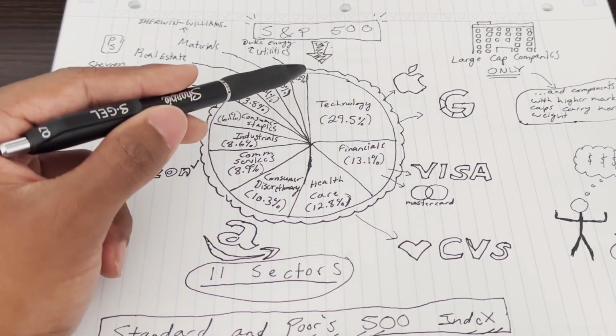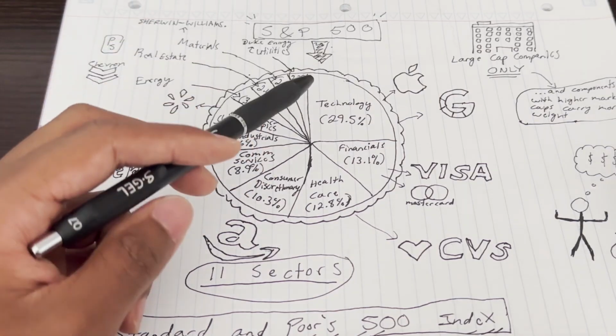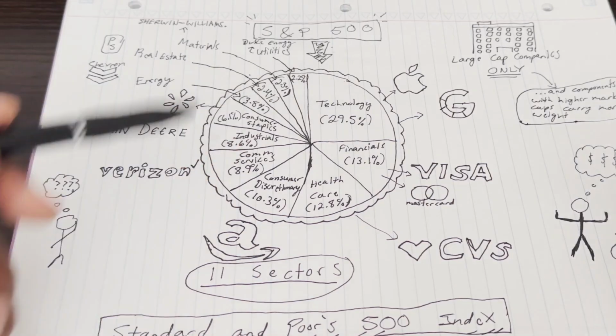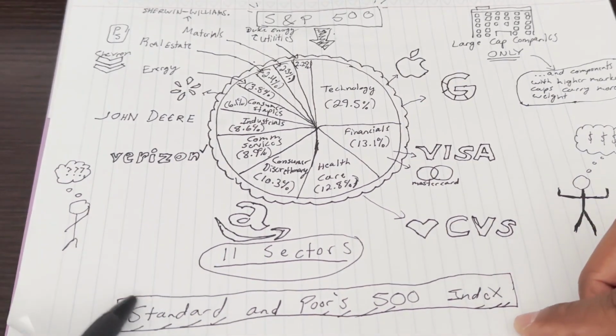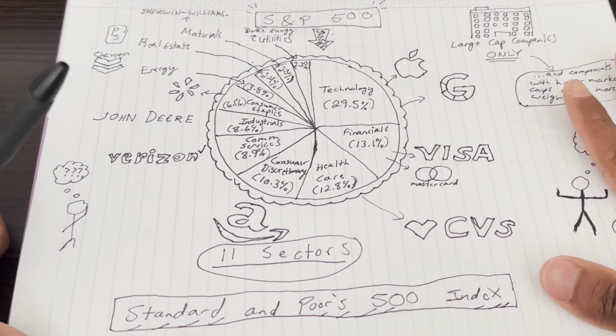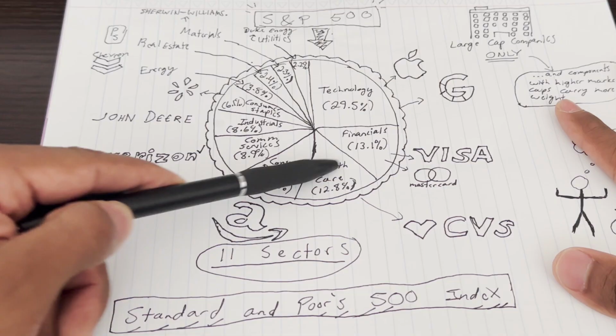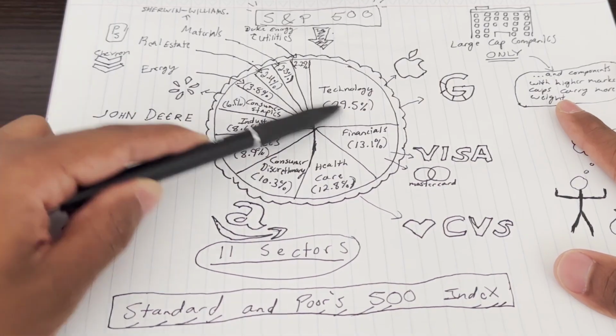Technology is making waves, and I think it's going to be the biggest piece of the S&P 500 into the foreseeable future. Anyway, I forgot to mention this earlier, but S&P 500 stands for Standard & Poor's 500 Index. In a nutshell, that is what the S&P 500 is, and that is exactly why buying this gives you a piece of all of this.